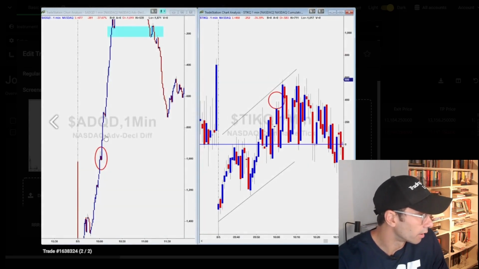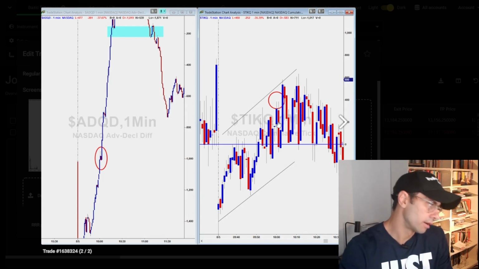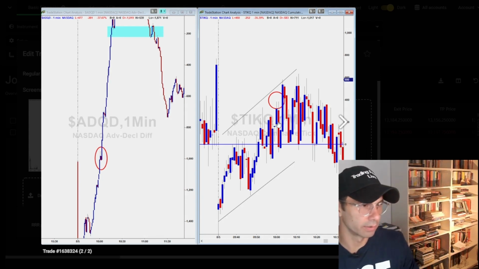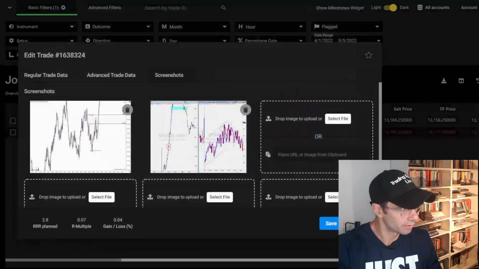I was not reading the market correctly. The ADQD clearly was just going up, and the tick chart as well. So this is two mistakes that I made in the same trade. I got lucky that I got break even, but that was a terrible trade that I took. I think that's okay.